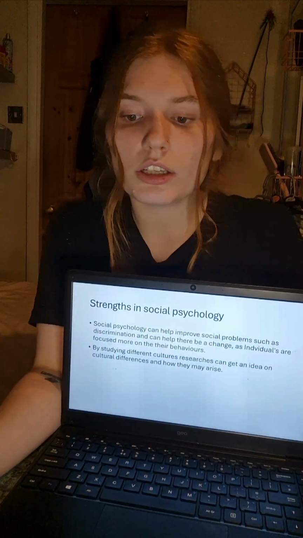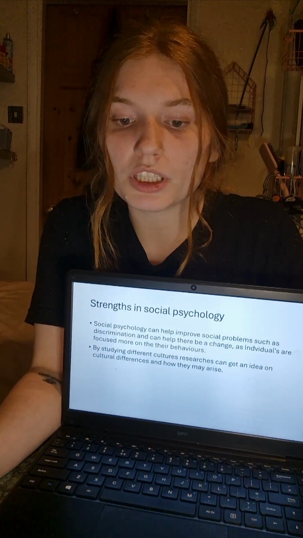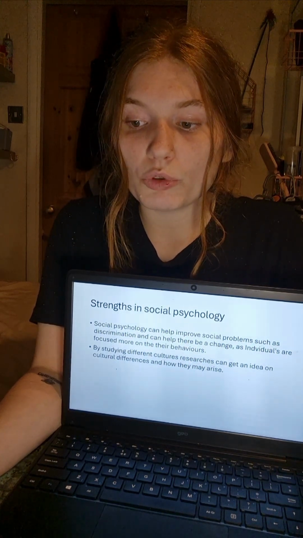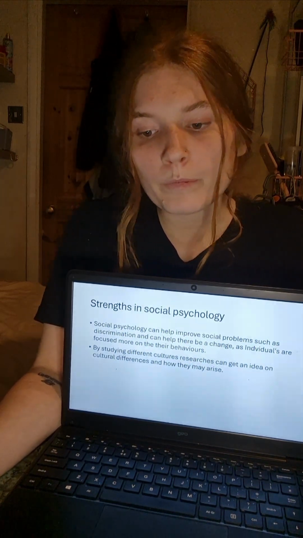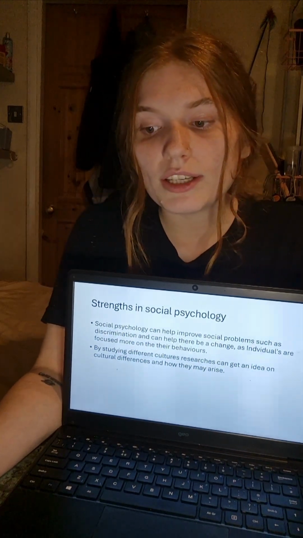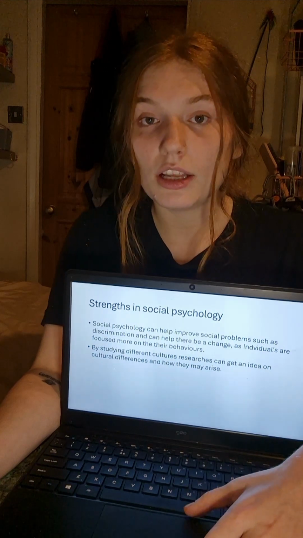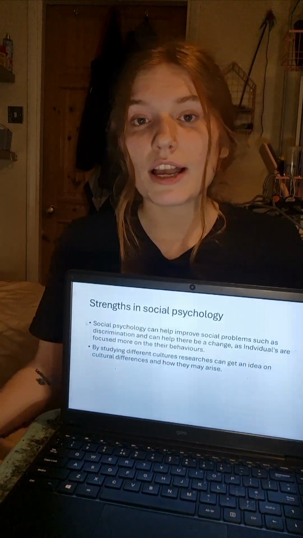Strengths. Social psychology can help improve social problems such as discrimination and can help be a change as individuals are more focused on their behaviours. By studying different cultures, researchers can get an idea on cultural differences and how they may arise and how they may tackle it in the future.